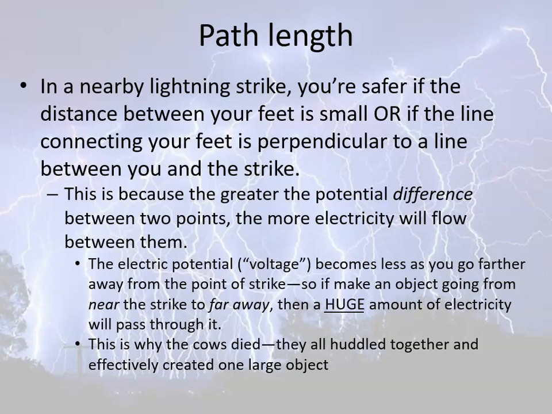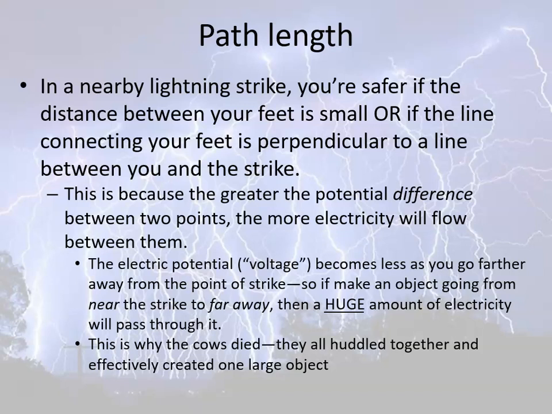In any case, the larger the potential difference, the larger the amount of current is going to flow. Well, in the case of a lightning strike, a lightning bolt has something like 100 million volts in terms of its, quote, electric potential. But a point far away will have zero. So what really matters in terms of figuring out how much electrical current is going to flow through your body is what is the electrical potential difference between your two legs.